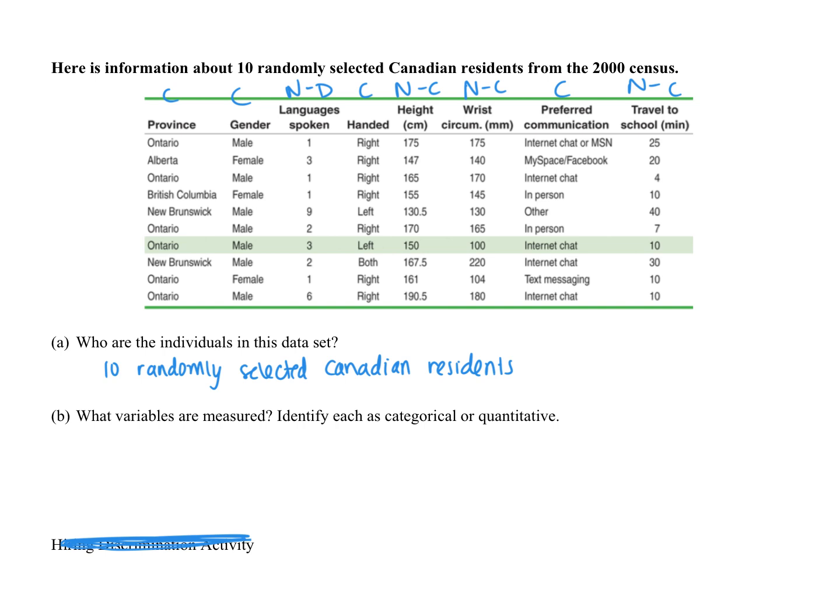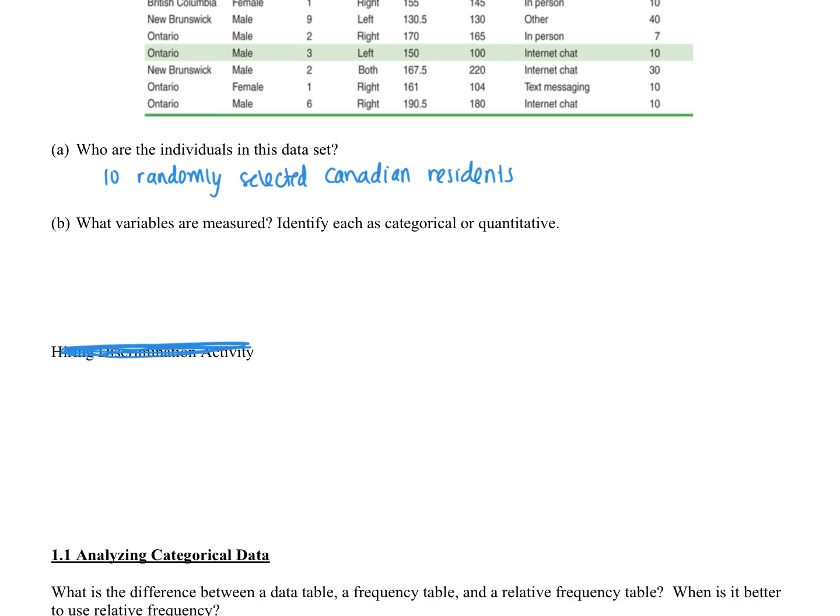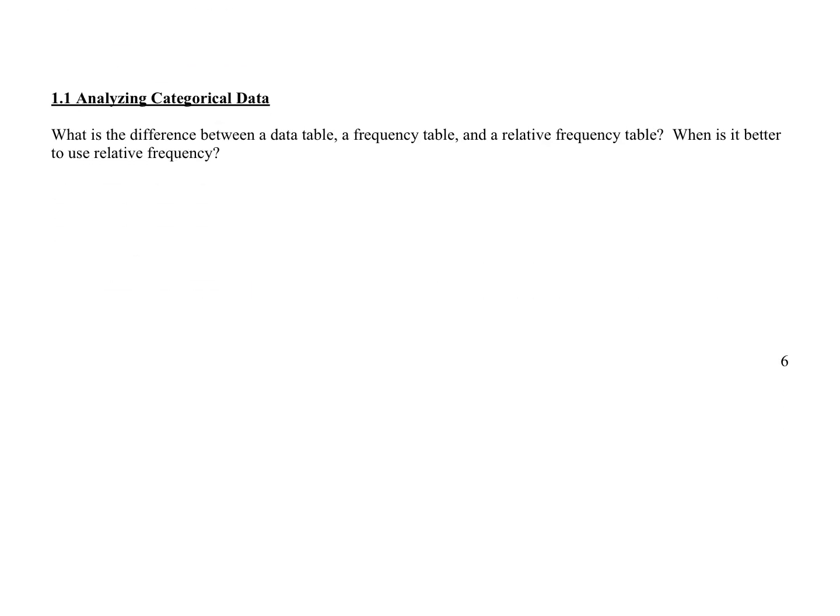Sound good? Okay, so what we're going to take a look at now that we know how to identify if a variable is categorical or numeric, we're going to look specifically at categorical data. So the rest of the notes is all categorical data, some things that you can do with it in a table, and then how you display it in a graph. So again, some more vocab. We need to know the difference between a data table, a frequency table, and a relative frequency table.